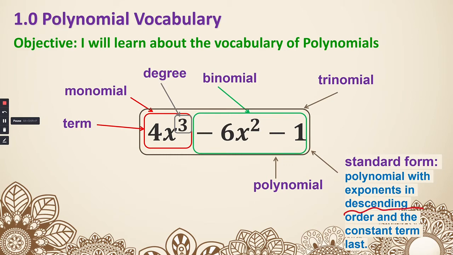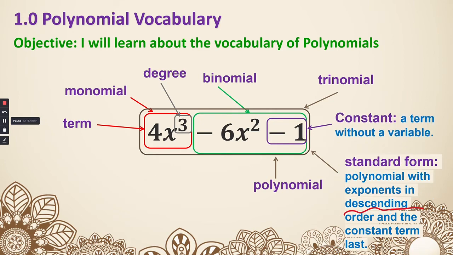Next, we do have this -1 on the end. That is a number by itself, doesn't have any variable with it, and that is called the constant. It's a term without a variable.